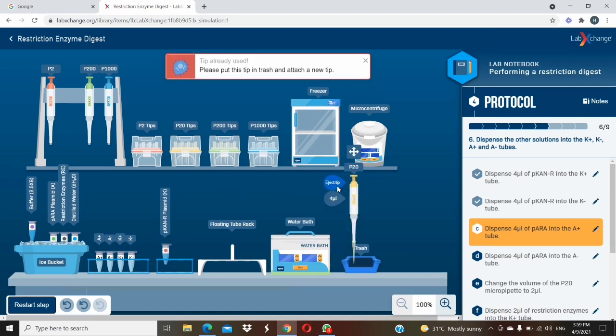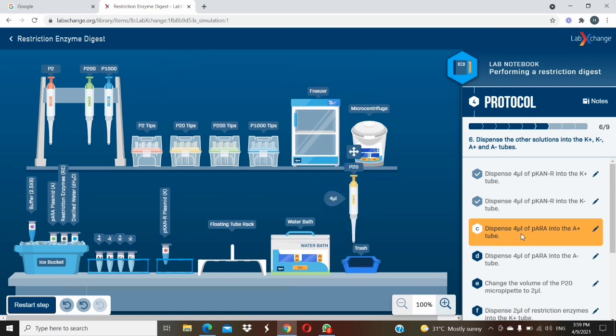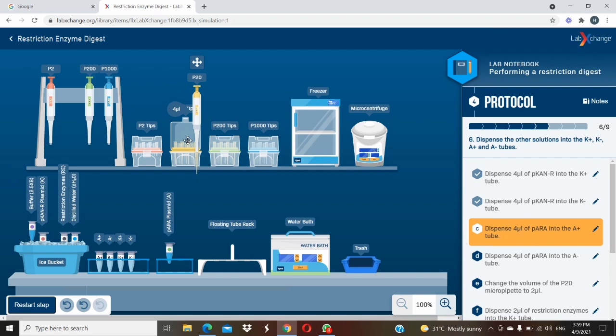Going to eject the tip into the trash and then dispense about 4 microliters of PARA into the A positive and then the A negative. So we get it back and then we take the PARA plasmid. So attach the tip. Into A positive and the A negative.